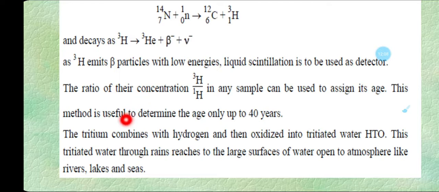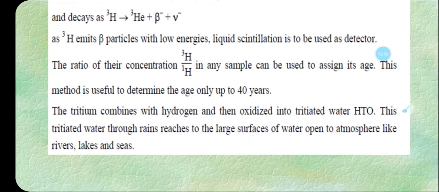tritium dating method. The tritium combines with hydrogen and then oxidizes into water, that is H2O. This water is also called heavy water. So it is radioisotopic water. This water mixes through the rains or water vapors, reaches the large surface of water open to the atmosphere, like river, lake and sea.